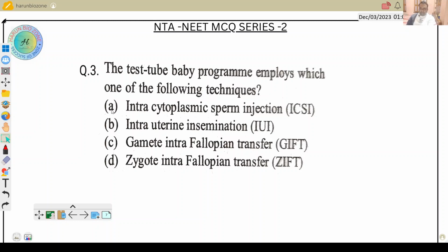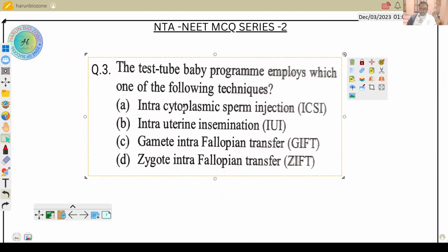So here in the first option, option A, intracytoplasmic sperm injection, ICSI means here the sperm is directly transferred into the cytoplasm of the egg inside the ovary through microinjection. So here only gametes are transferred, not zygote. That is not test tube baby, because normal fertilization occurs inside the human body. Intrauterine insemination, that means in the uterine portion of the uterus of the female body, the sperm are transferred.